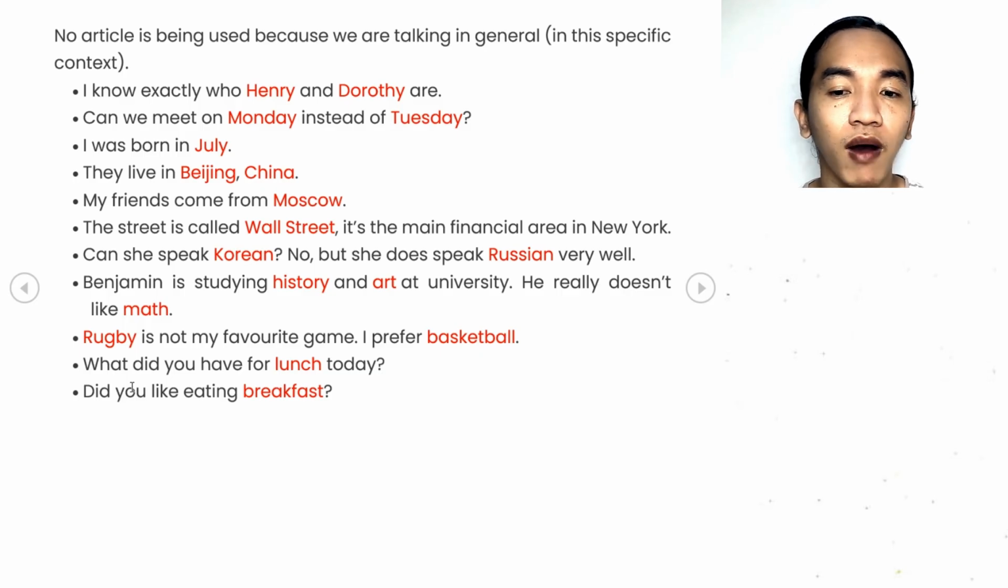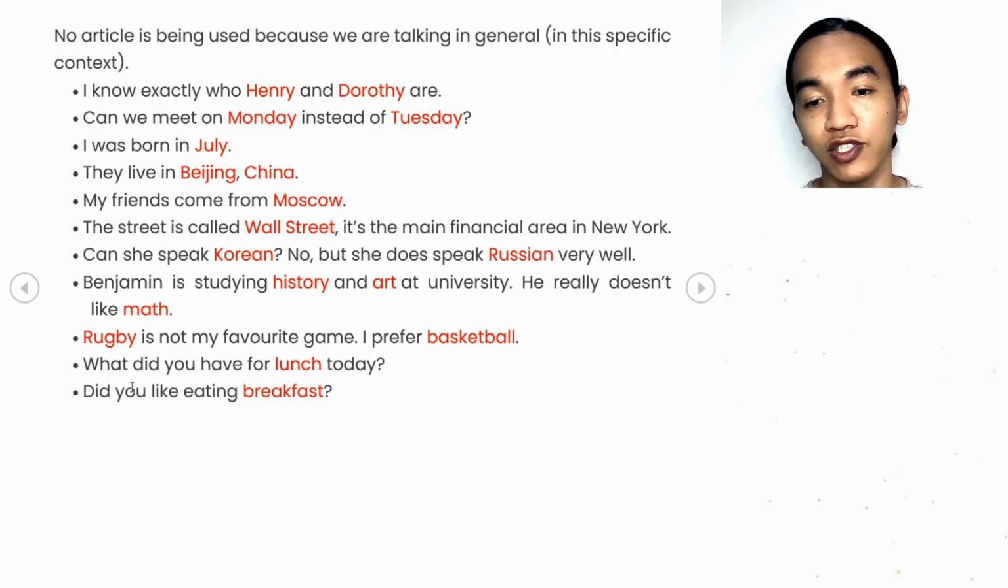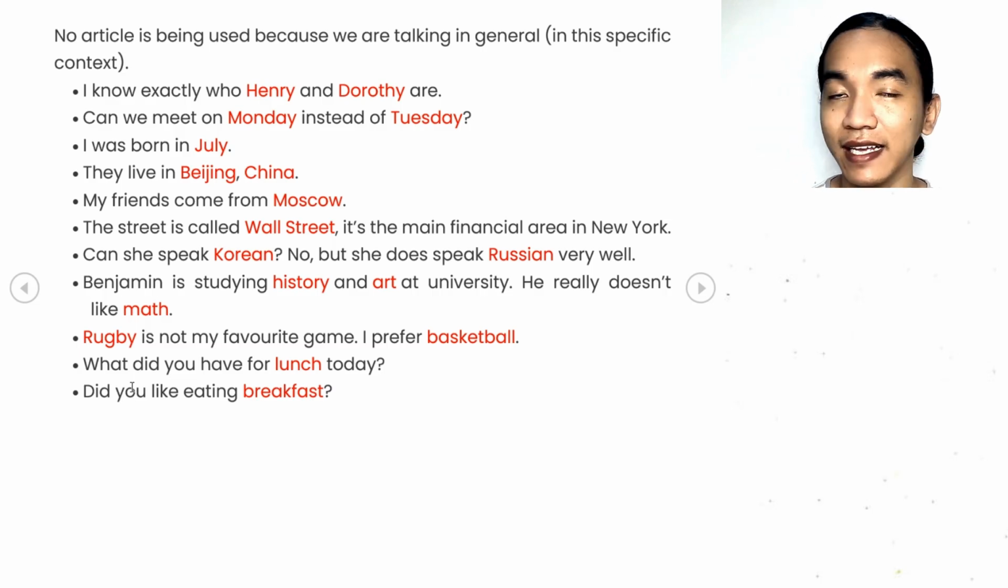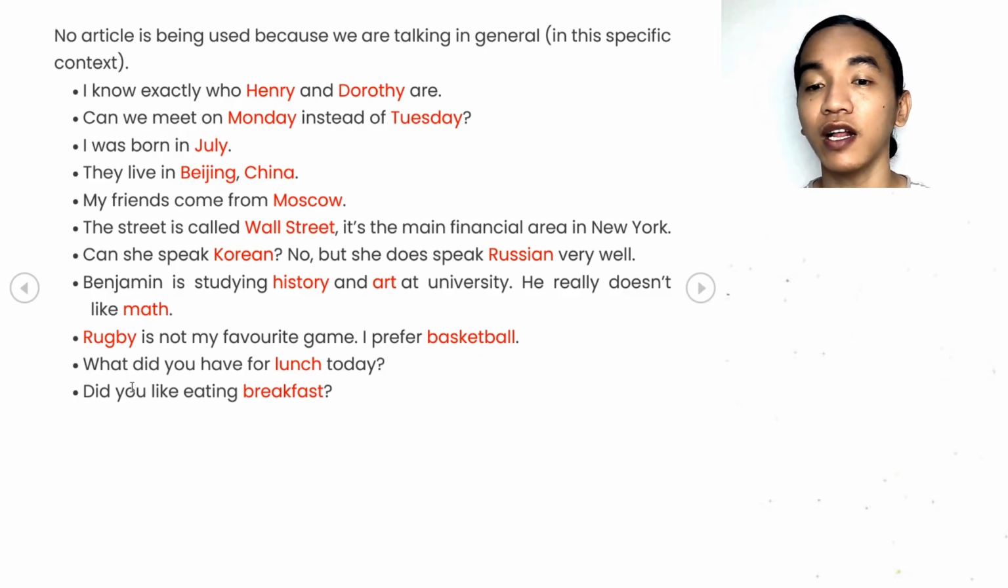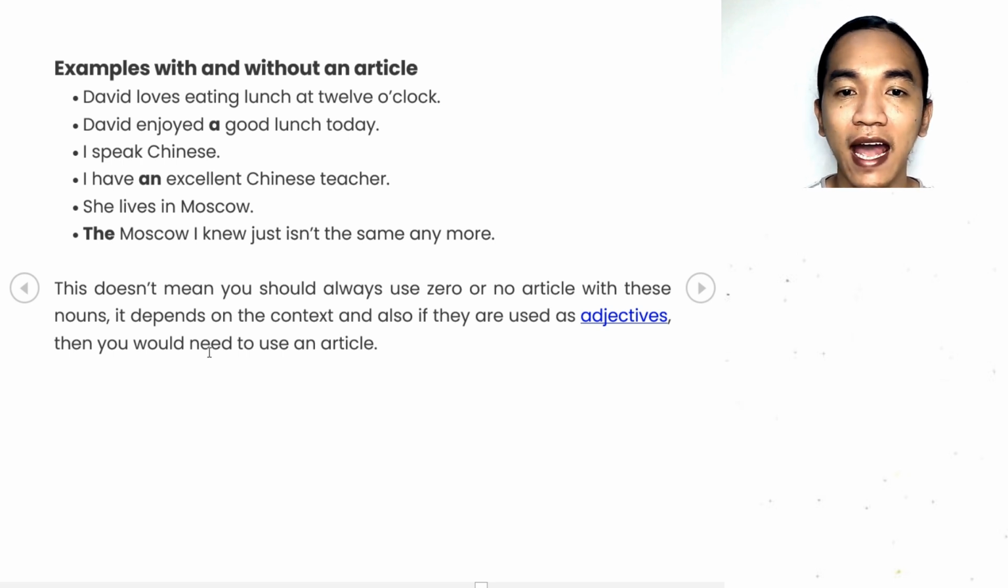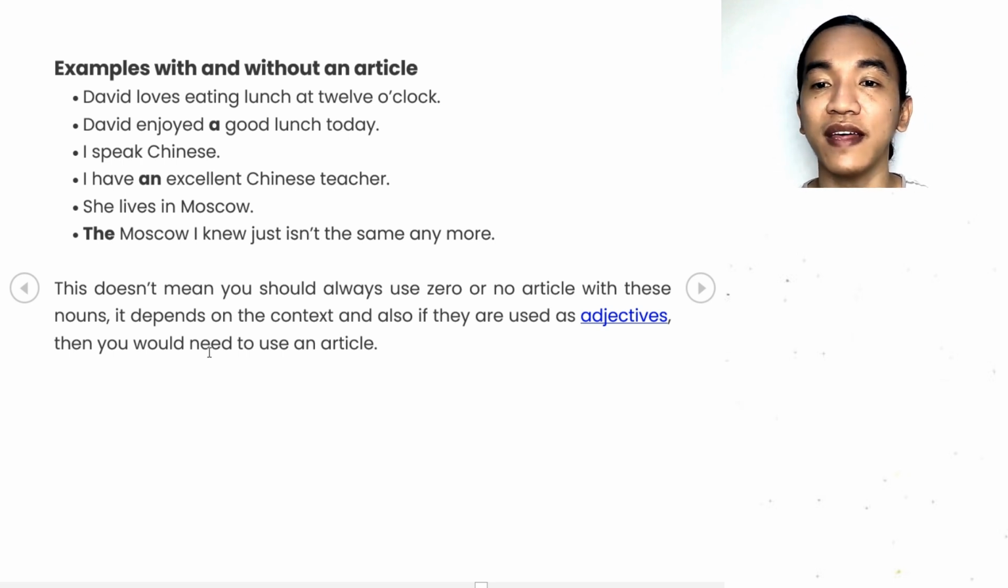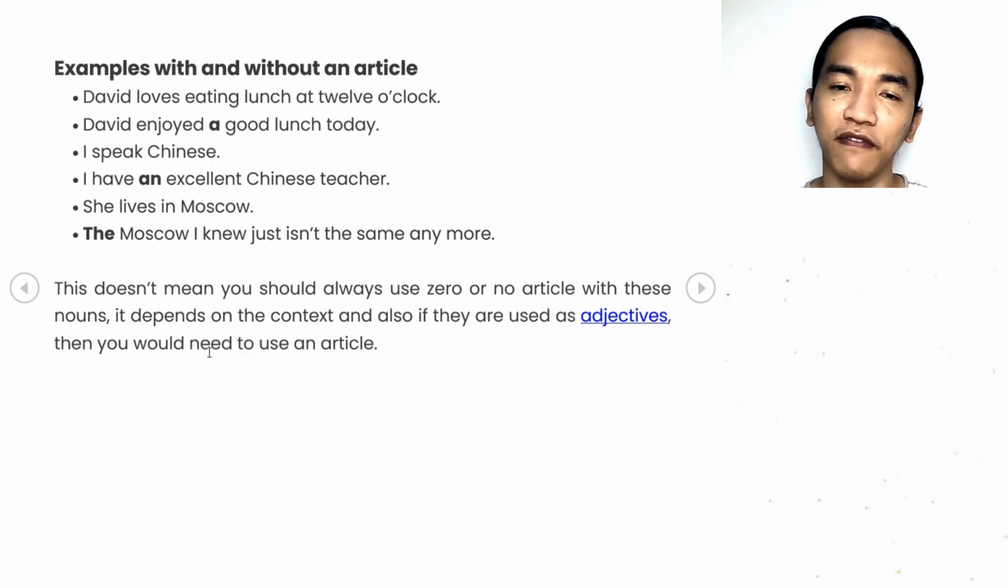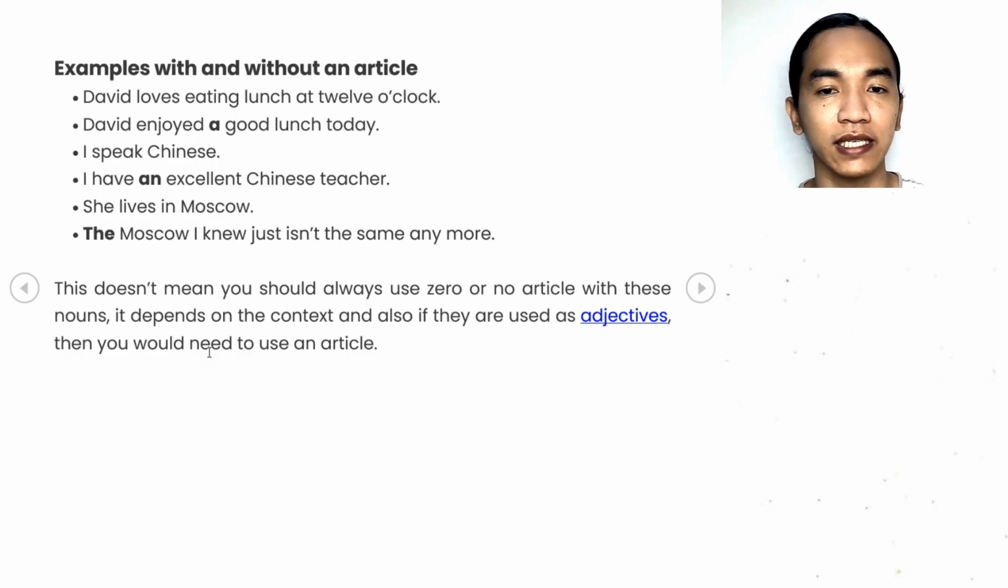Next one, what did you have for lunch today? Okay, we're talking about the lunch today. Did you like eating breakfast in general terms? Okay, so as you can see, these example sentences, we don't use any articles with them. All right, now examples with and without an article. Let's see the differences of the two sentences.